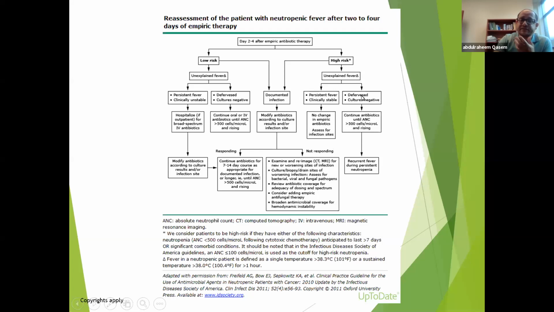If the culture is negative and their fever is better, and we continue IV antibiotics, and their ANC is more than 500, then you may switch to oral and discharge if they're clinically stable. Now, the problem is if at any time the patients become more sick or more ill, then you escalate the care after that.